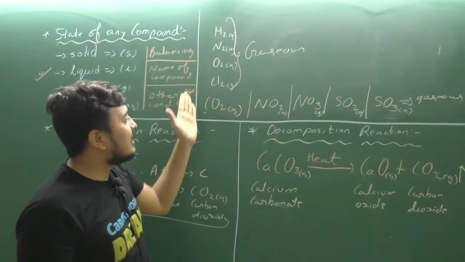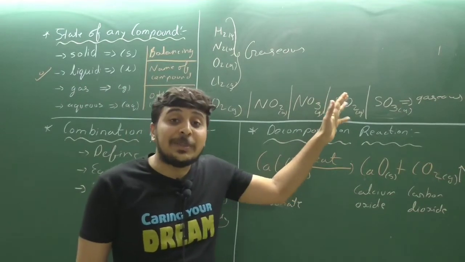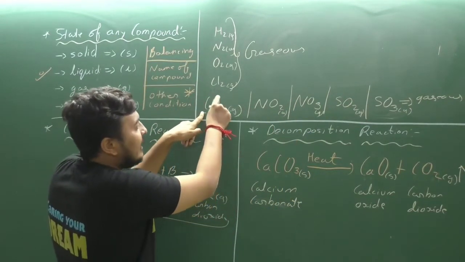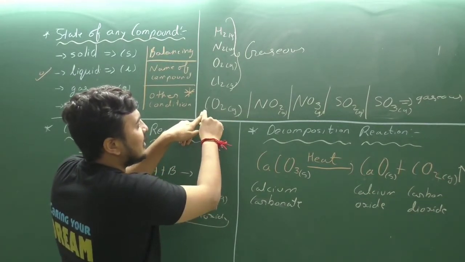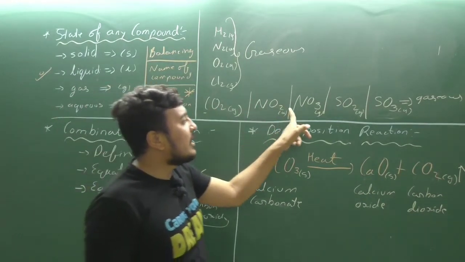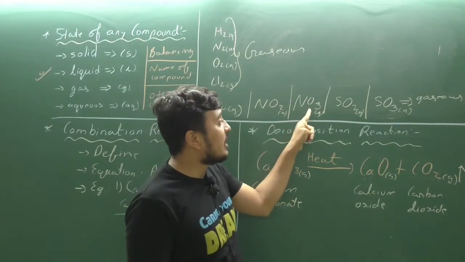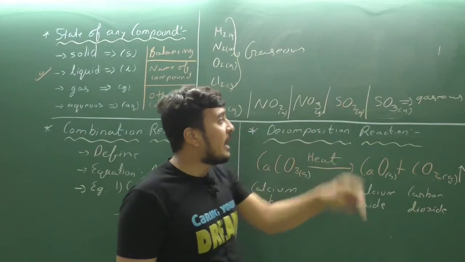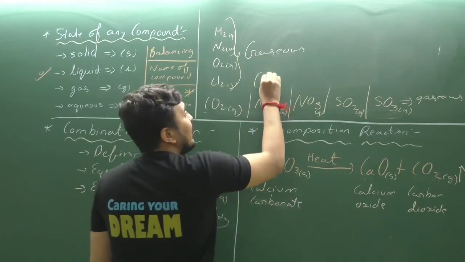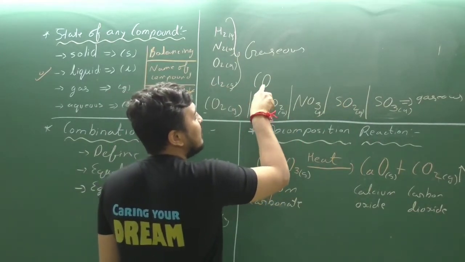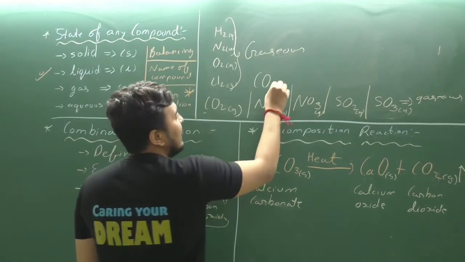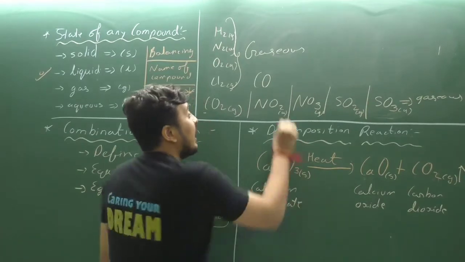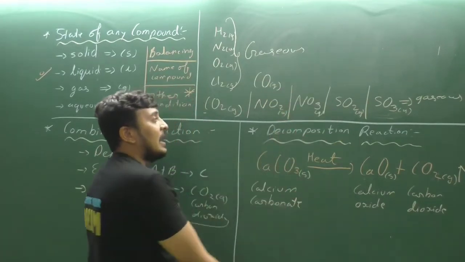If carbon is a non-metal, its compound with oxygen is known as carbon dioxide. Nitrogen dioxide, nitrogen trioxide because there are 3 oxygens, sulfur dioxide, sulfur trioxide. There is also a compound with 1 carbon and 1 oxygen, known as carbon monoxide. These compounds with oxygen are known as oxides, and all of the non-metal oxides are gaseous in state.